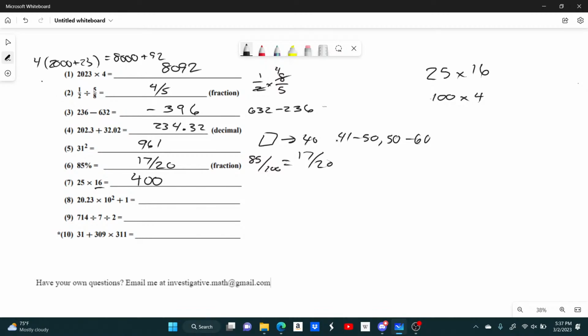Okay, let's see. Number 8, a little bit of scientific, or not really scientific notation, but this times 10 squared really just multiplies it by 100. It says 13 and 14 squares. 13 and 14 squared are palindromes of 31 and 41.